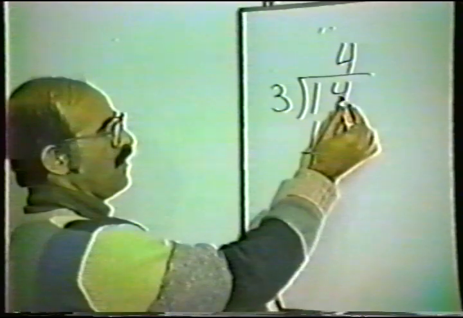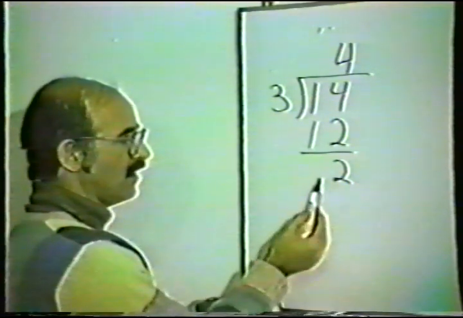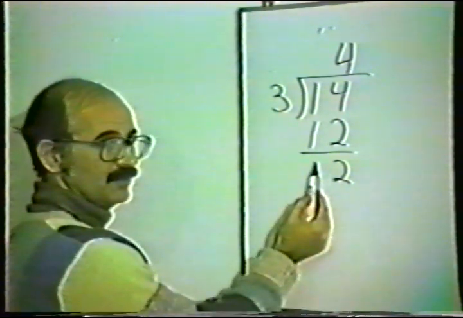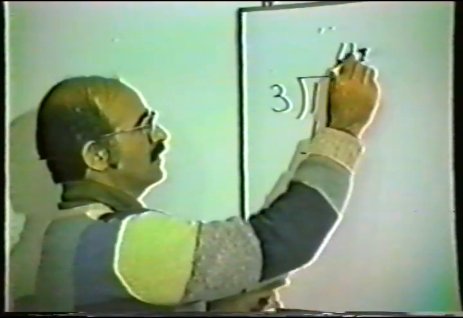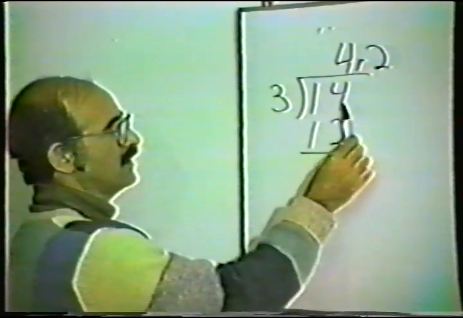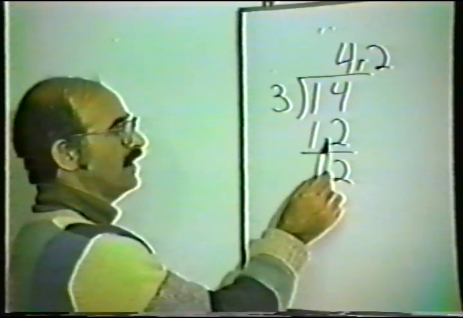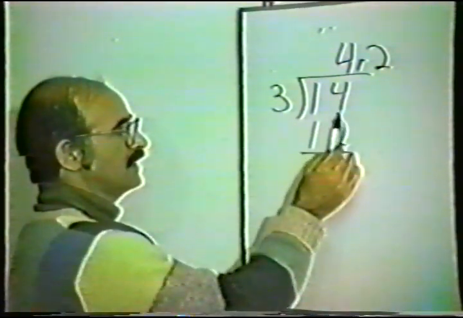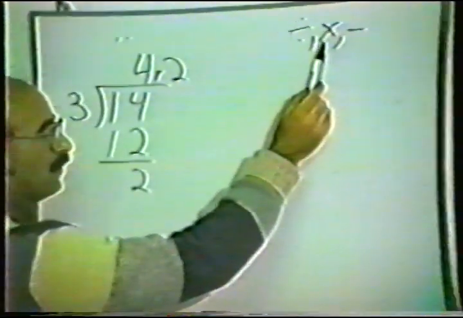Then we subtract. 4 take away 2 is 2. 1 take away 1 is 0, and we don't bother to write it in front of the 2 because it would still be 2. 4, remainder 2. 3 into 14 is 4, that's dividing. 4 times 3 is 12, that's multiplying. 4 take away 2 is 2, that's subtract. Divide, multiply, subtract. All right, let's do that one again, and let's see if maybe we can find a way to do it wrong.